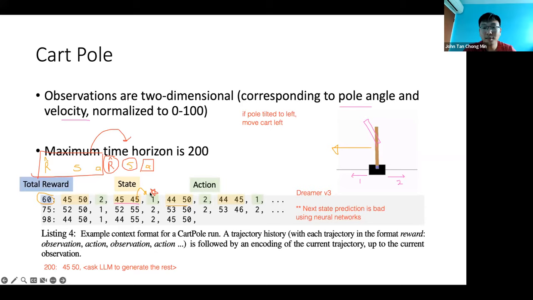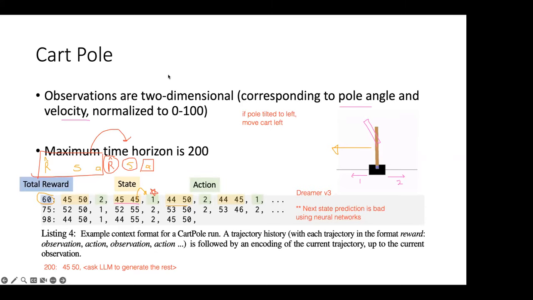Okay. And yeah, so this is how the, you want to say something? Yeah, question. Does this decision transformer work well here? Because you just made a comment that neural networks are poor at doing this next action prediction.